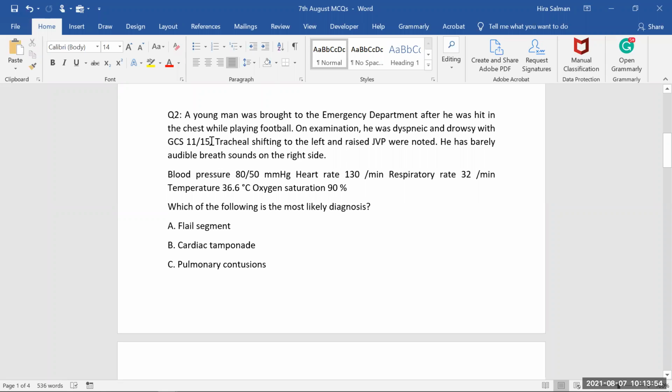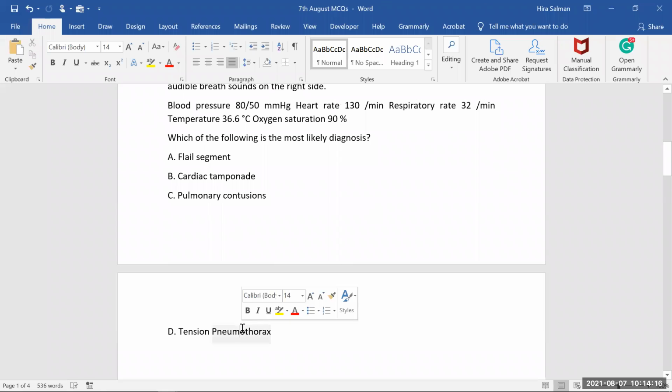of tension pneumothorax. So when you do the examination, blood pressure is low, heart rate is high, respiratory rate is 32 per minute, which is high, but breath sounds are not audible or decreased. Temperature is okay, oxygen saturation is okay. So based on the traumatic history, based on the tracheal deviation on the opposite side, based on the decreased breath sounds, we can say this is a case of tension pneumothorax. This is quite a clear case.